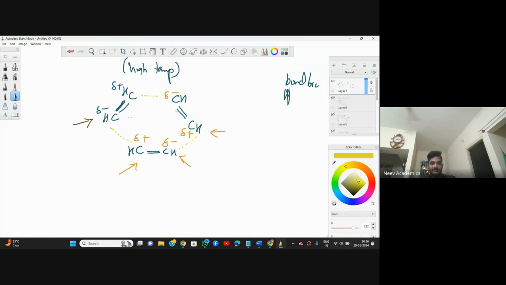Let me draw it as C1, C2, C3, C4, C5 and C6. So let me draw C here, C here, C here, and C here. So this was C1, this was C2, C3, C4, C5, and C6. Over here, a double bond is still present between C1 and C2. The triple bond is gone. And between C3 and C4 also a double bond is there, and between C5 and C6 also a double bond is there. So this is what our benzene looks like. This is our benzene, right?